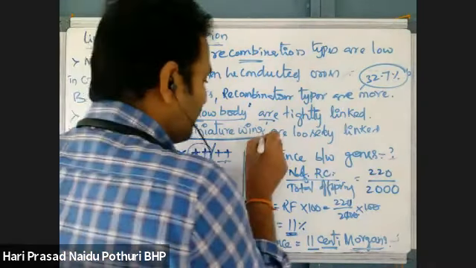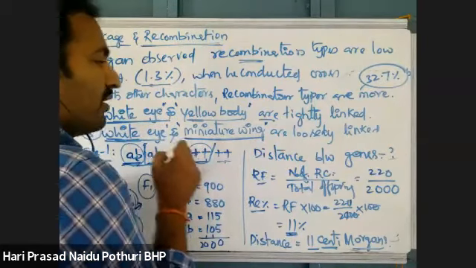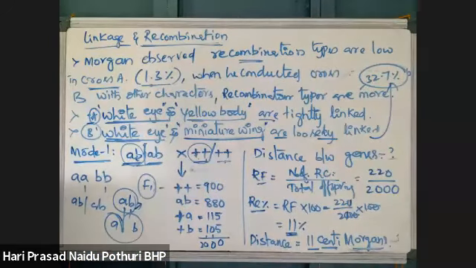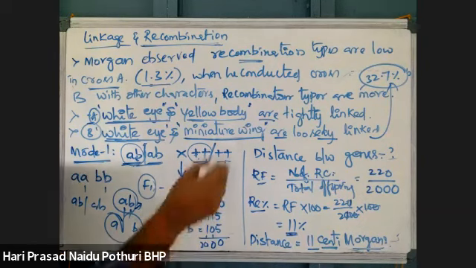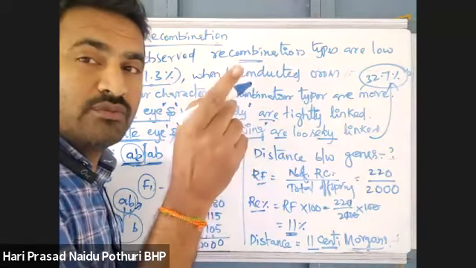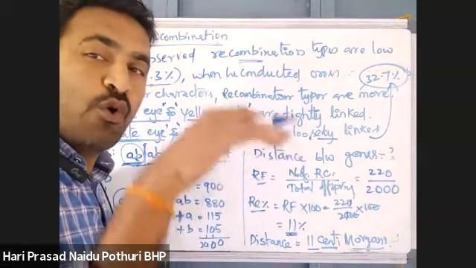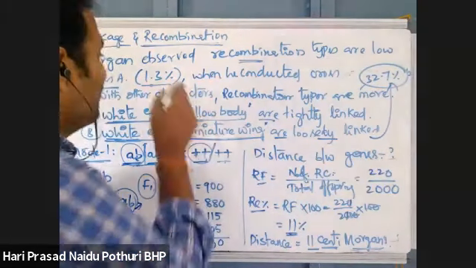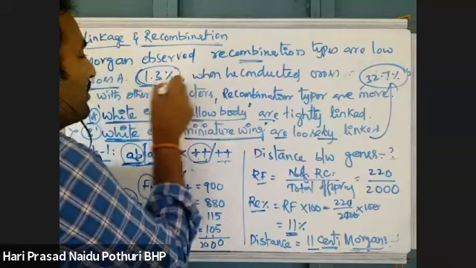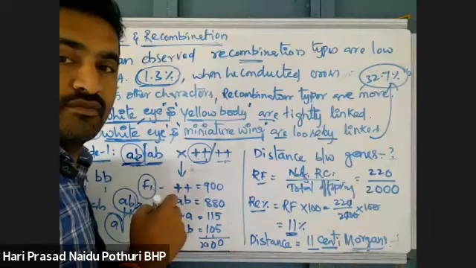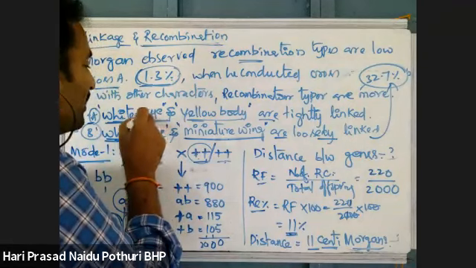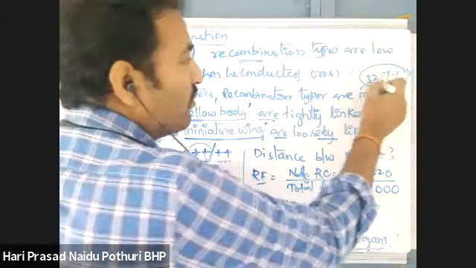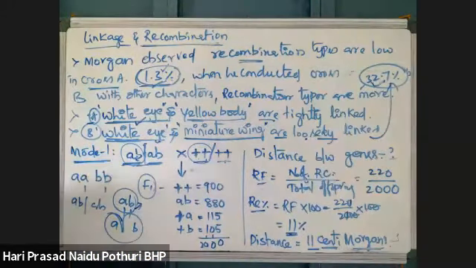That miniature wing and this white eye, when they crossed, gave a result of 32.7% recombination. What does this indicate? What I told you in the previous class: if linkage is more, recombination is less. Recombination is less in cross A, which means linkage is more. Here recombination is more, which means linkage is less.